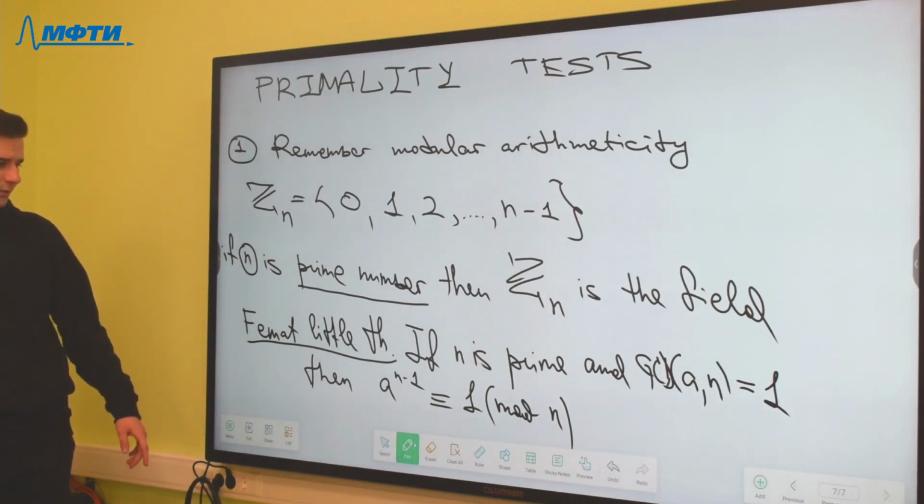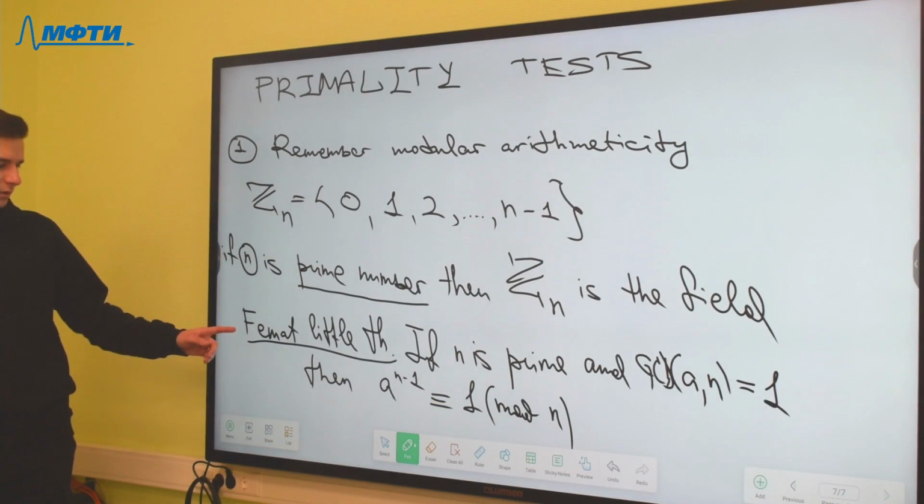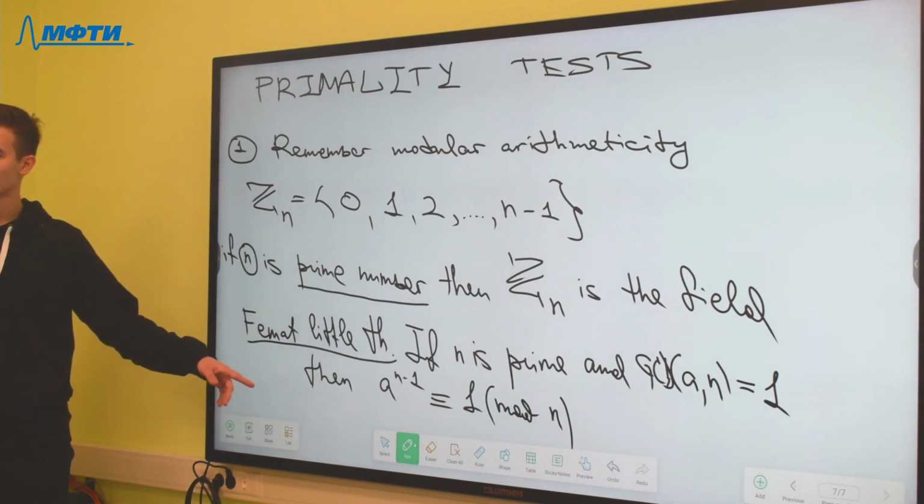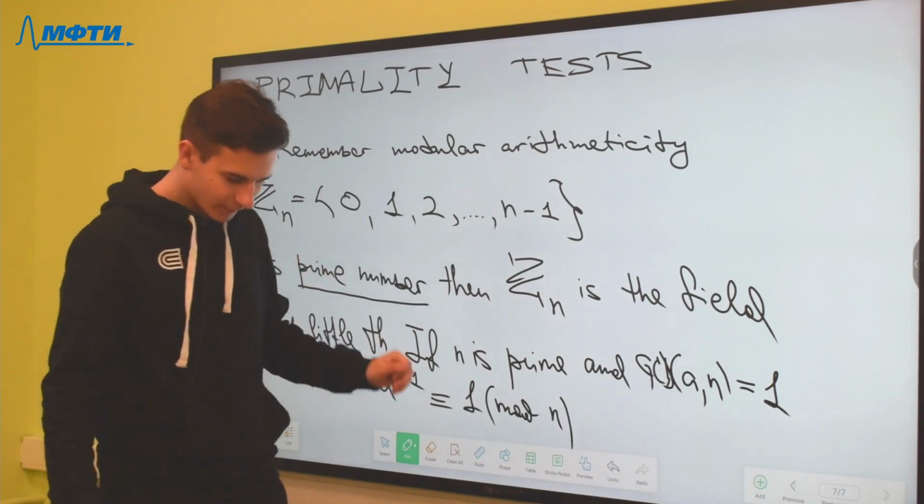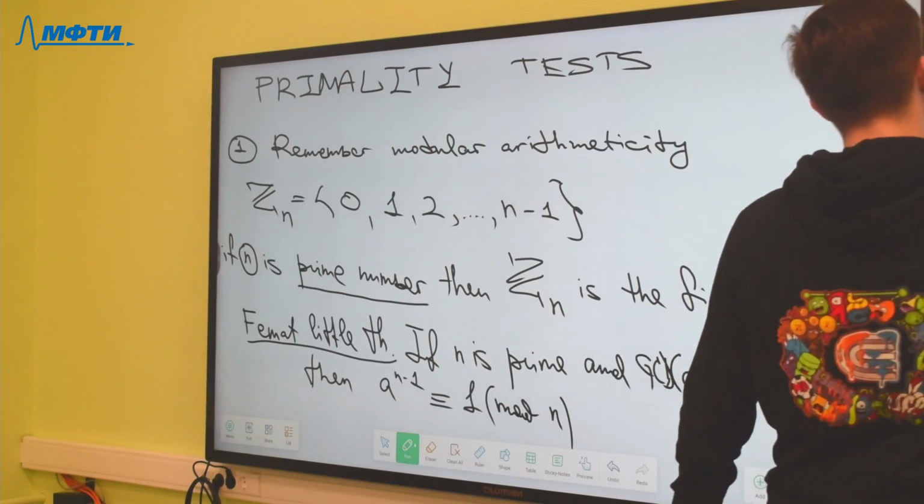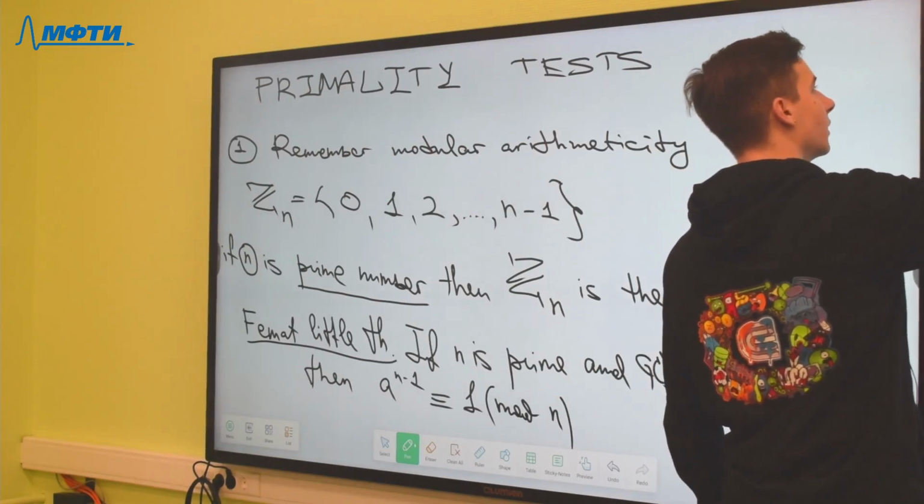And do you know the proof of this theorem? No? Okay. In a more general way, there is Euler.